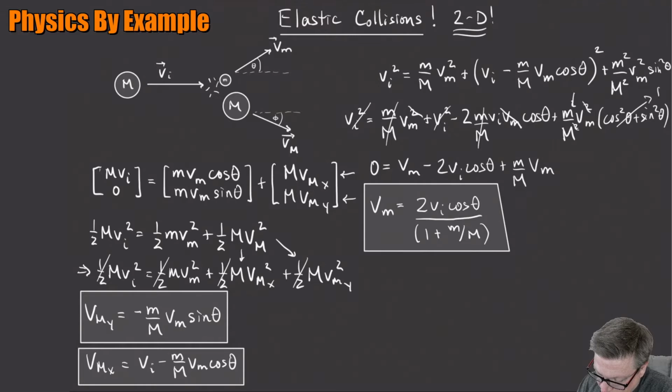Because that's in terms of everything I know. I know the theta, and I know the masses, and I know VI. So sure enough, I can get VM. And so now you see the strategy is that I can take that VM, plug it back in and find out what the components of the big mass's velocity are. And then we're done. Now we've solved the whole thing. So only knowing the masses and the initial velocity and then measuring the angle of the smaller thing, this would have worked out okay if we only knew the angle of the bigger thing. We can solve for everything else.